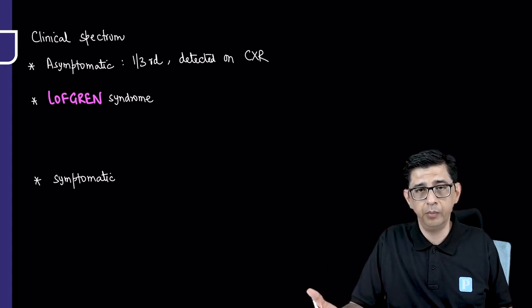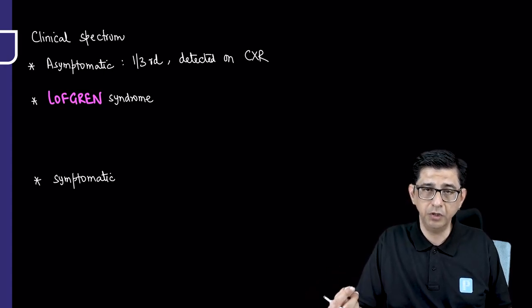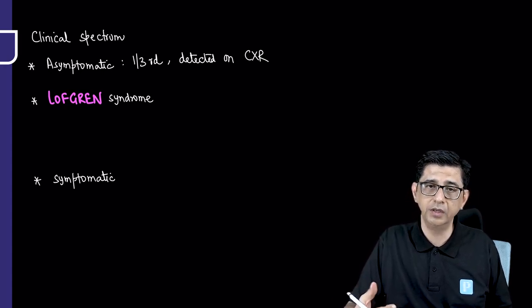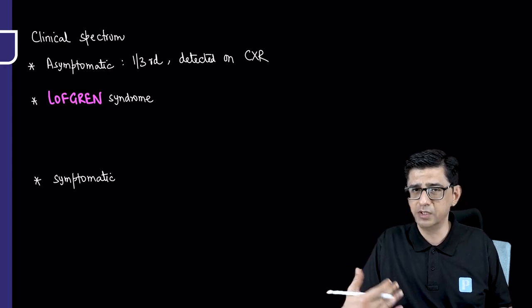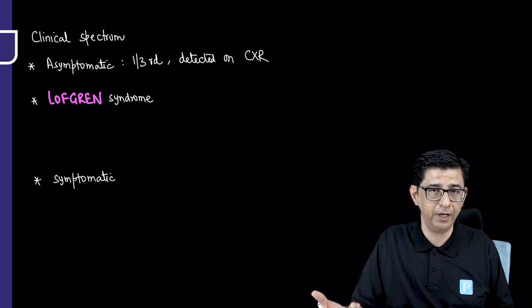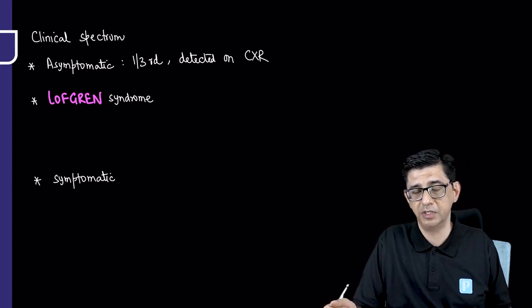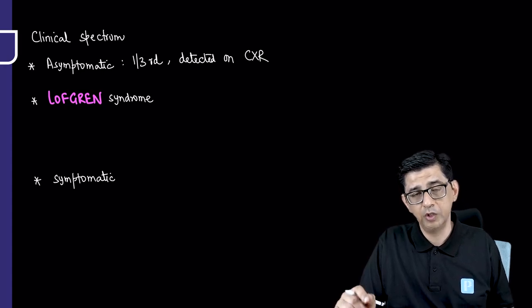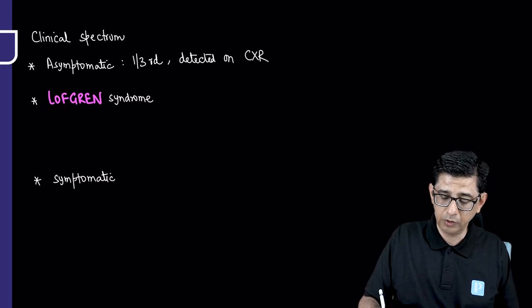Once the lymph nodes become bigger, they're going to press on the airway, so she will become symptomatic, but the disease might be detected earlier on a routine screening with a chest X-ray, or the X-ray might have been done for some other reason, like maybe she suffered from symptoms suggestive of COVID, and that's where the hilar lymphadenopathy was picked up. Another spectrum of the disease that should be remembered is Lofgren syndrome.